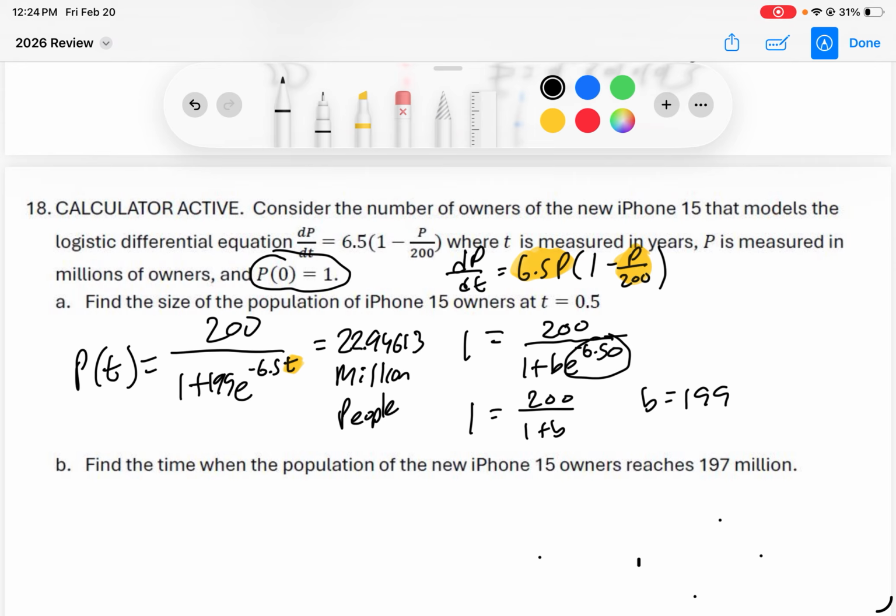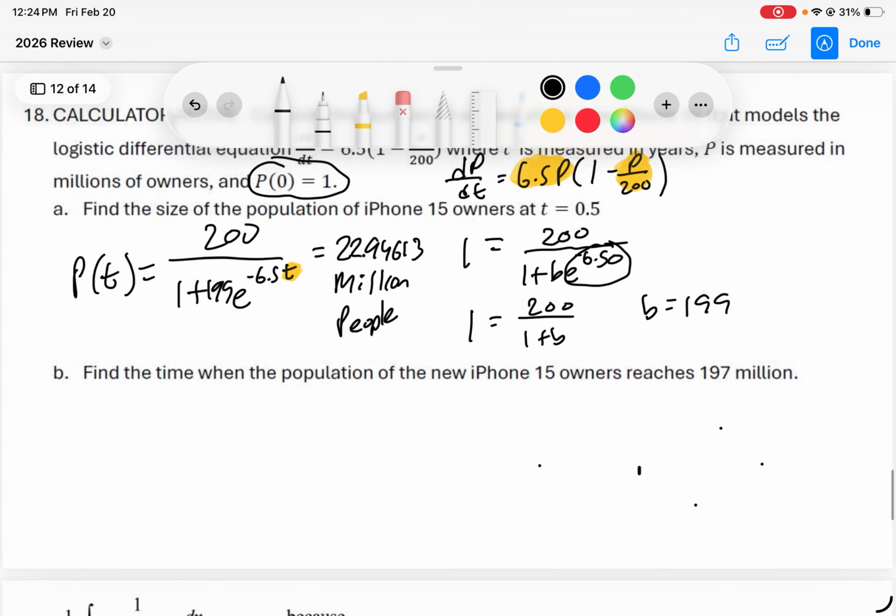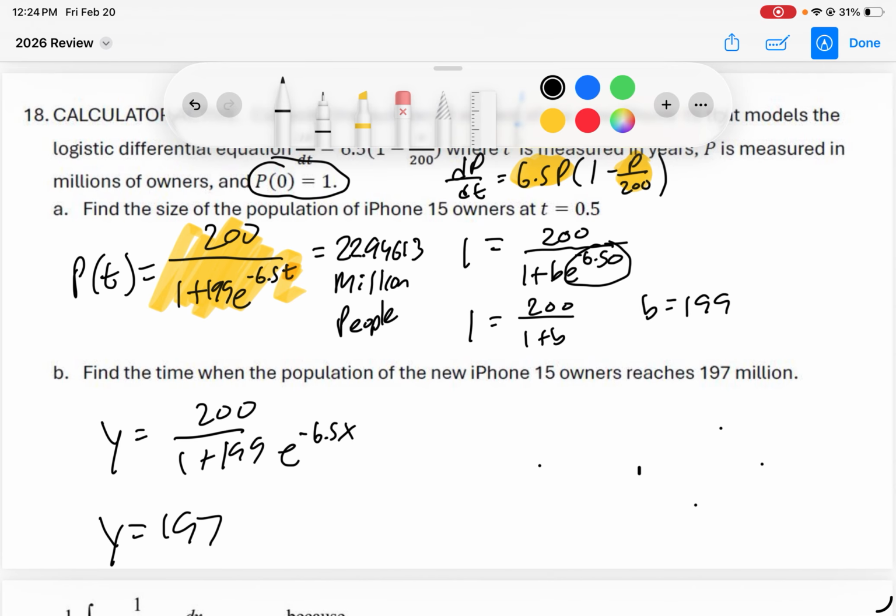Okay, find the time when the population of the new iPhone reaches 197 million. So what I would do is plug this whole equation into Desmos. I'd say y equals 200 over 1 plus 199 e to the negative 6.5x. And I'd say y equals 197. I find where they intersect. The time value is 1.45814 years.